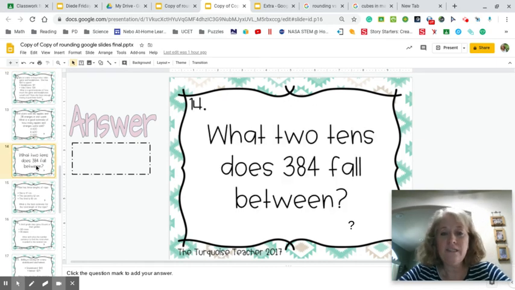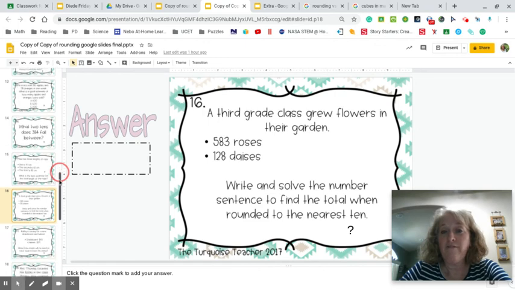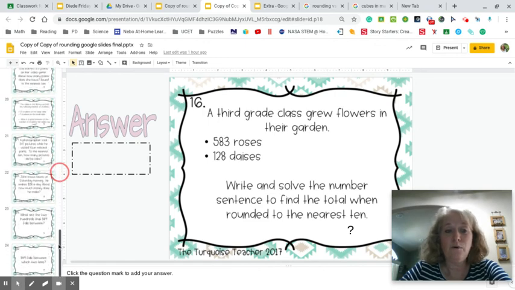Okay, slide 14, I want you to find what 2 tens 384 falls between. We sometimes call those benchmark numbers. What number is on the left and what number would be on the right of 384? Okay, and then you just put your answers in these boxes, and I think you'll be surprised at how fast you get to go through these slides. There's 24 slides, and you just stick the answer right there.